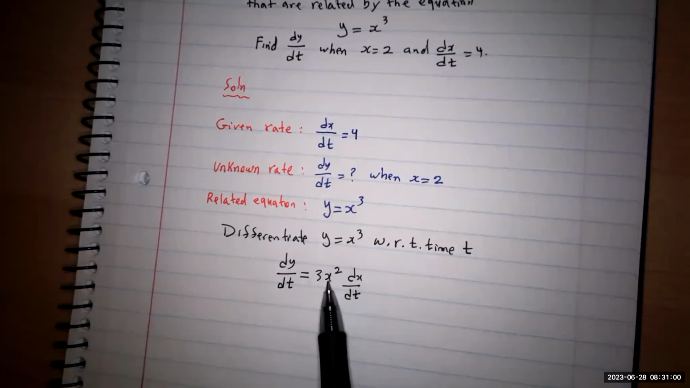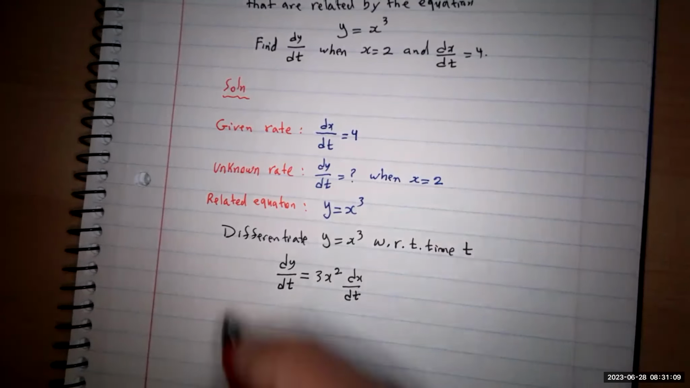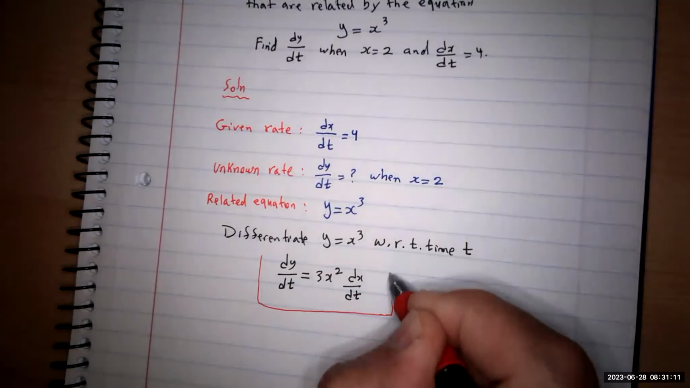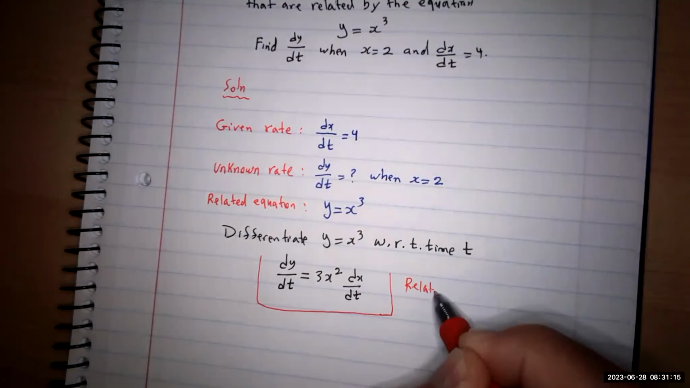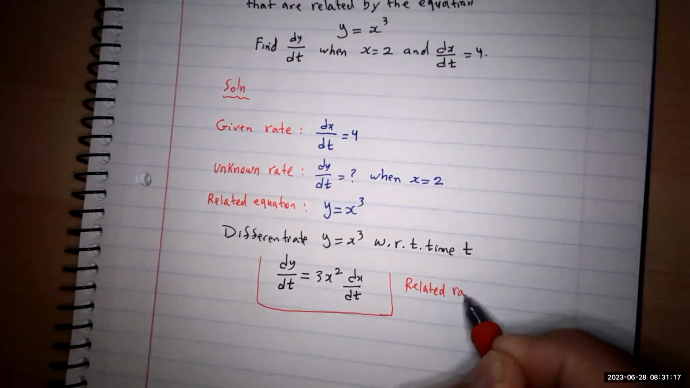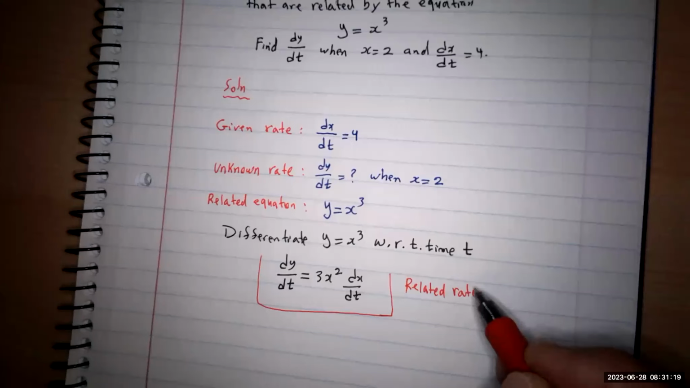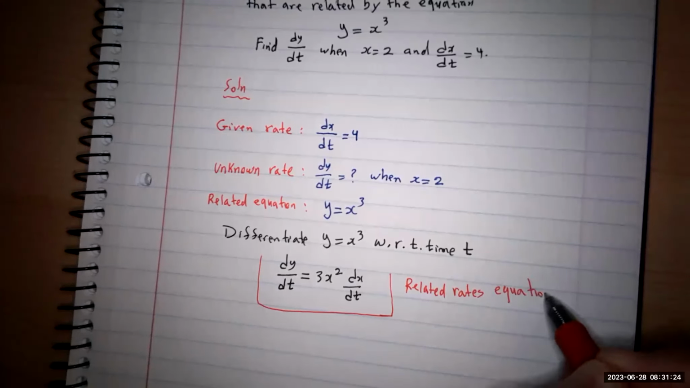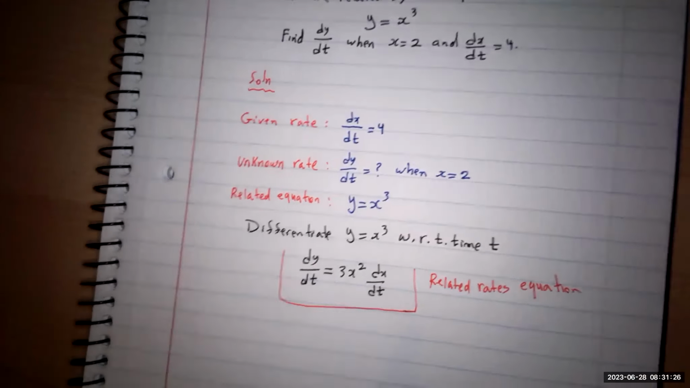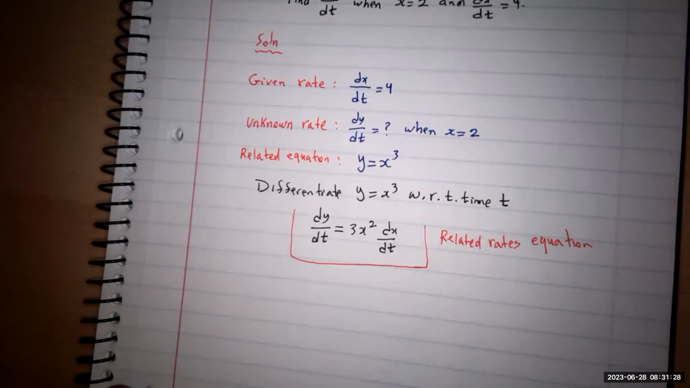x cubed would be 3x squared, but remember, inside the x, there is a t. It's going to be dx/dt. Okay? This is the one that we find. This is the related rates equation. You connect them together. Now bring the known information and find the unknown.